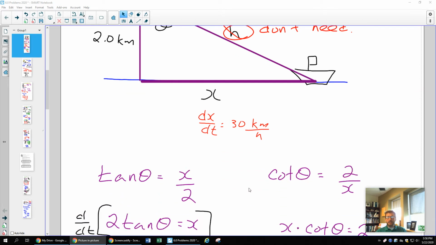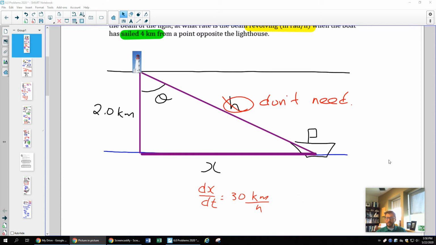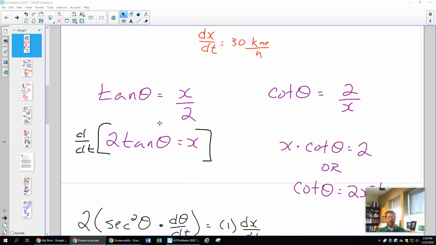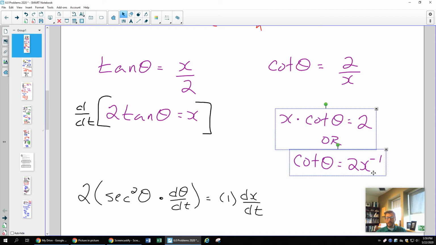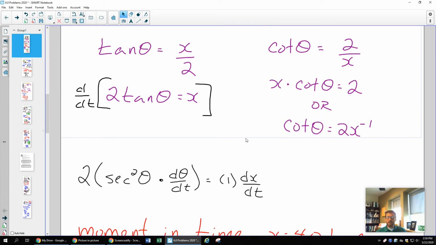Looking at that, if you look at your two rates, you actually have a tangent ratio and a cotangent ratio. Tangent is opposite over adjacent, or cotangent, adjacent over opposite. When you rearrange these so you don't have fractions, you get 2 tangent theta equals x, or you get a product, x cotangent theta equals 2, or cotangent theta equals 2x to the minus 1. This is way too complicated, so we're not going to solve with the complicated version. We're going to solve our rate with the easier to figure out rate.